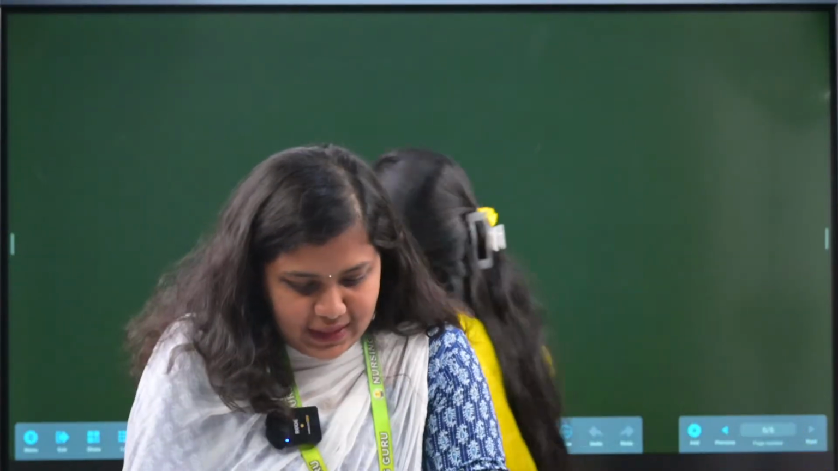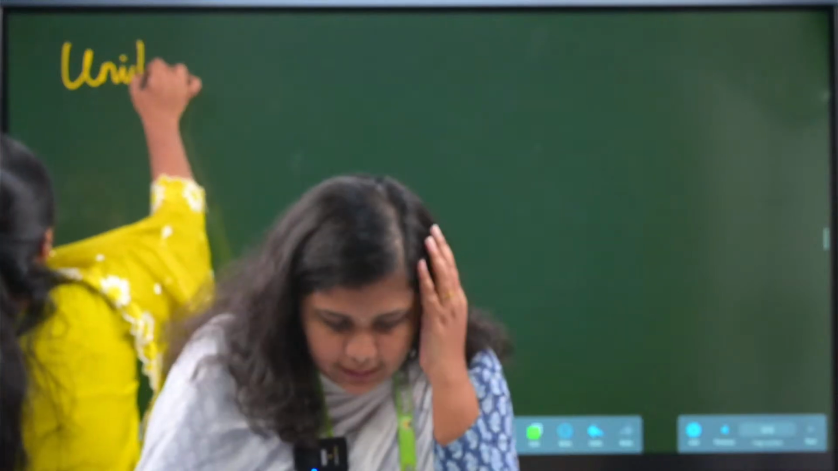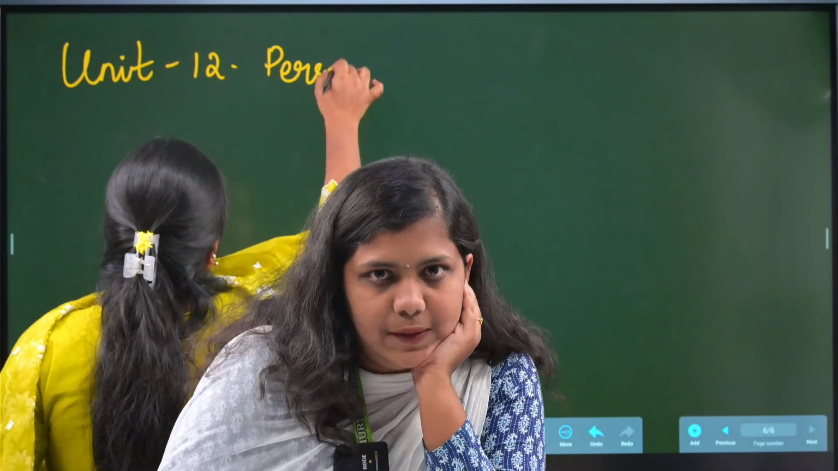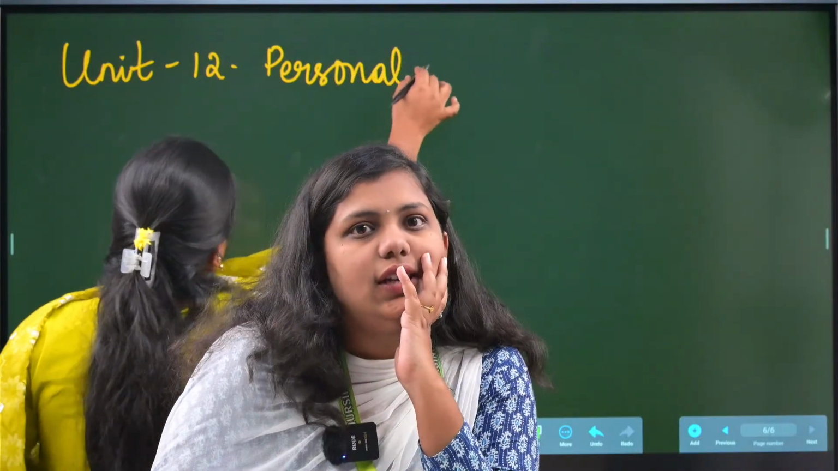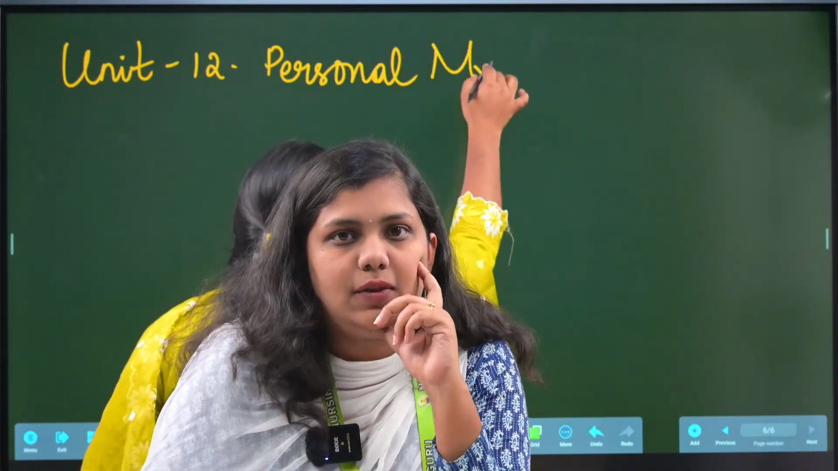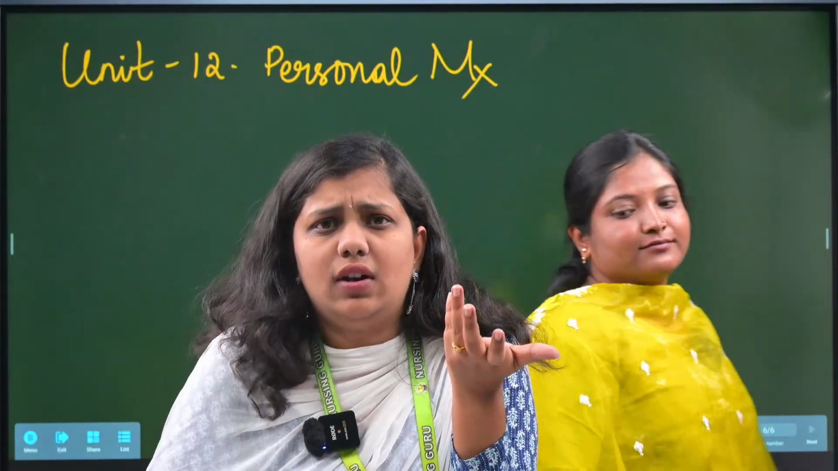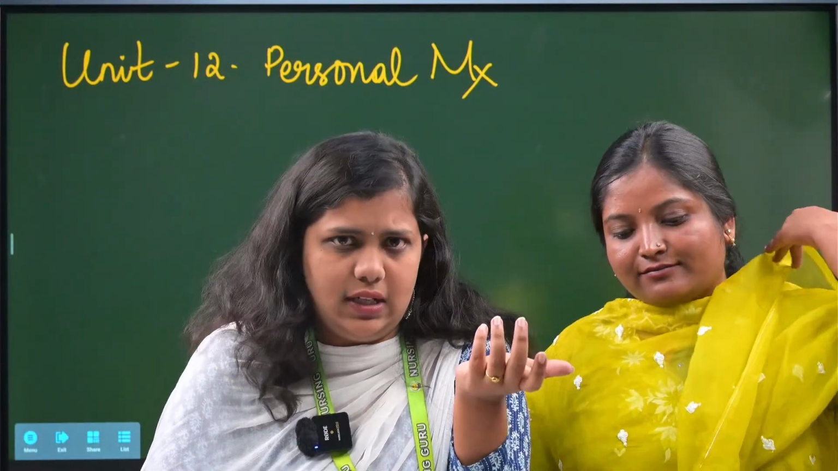Next unit, unit number 12. 11 is finished. 12, personal management. It is just a review of personal management, like stress and time management, which you already studied. Stress adaptation and the management of stress. It may be work stress, or emotional stress, or personal stress.